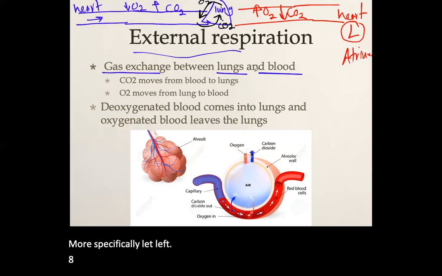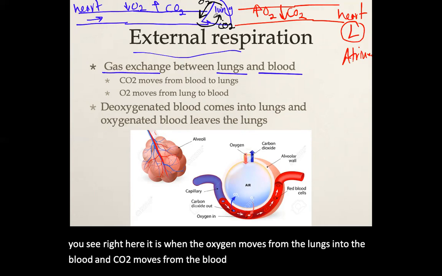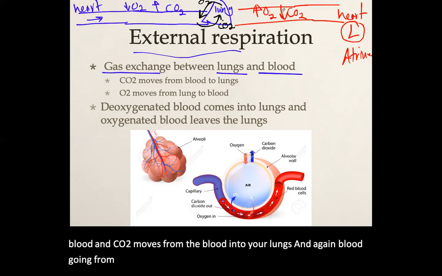So what is external respiration that I'm depicting? It is this exchange that you see right here. It is when the oxygen moves from the lungs into the blood and CO2 moves from the blood into your lungs. And again, blood going from deoxygenated to oxygenated.